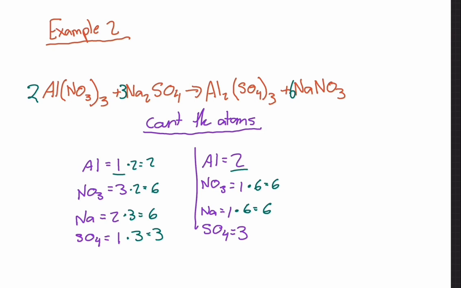Step 4 would be to balance the sulfate. On the left, we have 3 sulfate ions, and on the right, we also have 3 sulfate ions. So all of the atoms, or polyatomic ions, are balanced, with each element matching both sides of the equation.